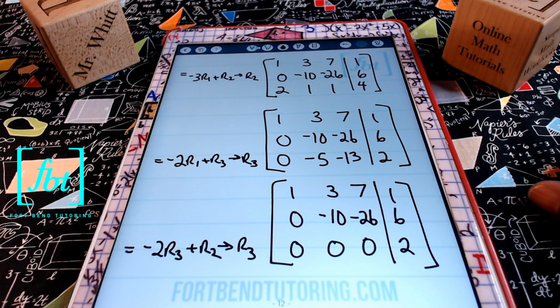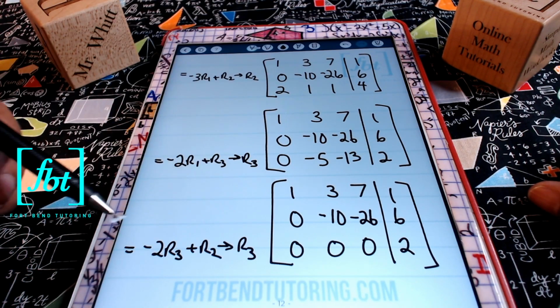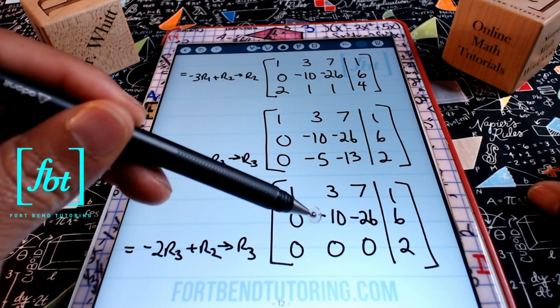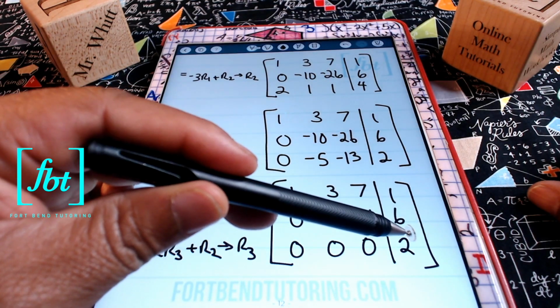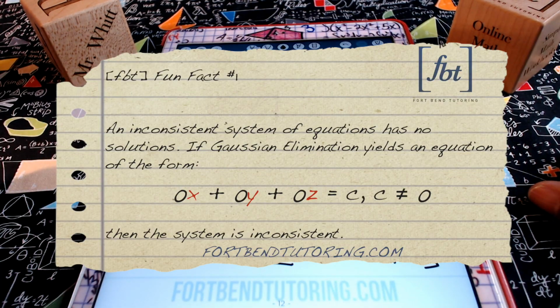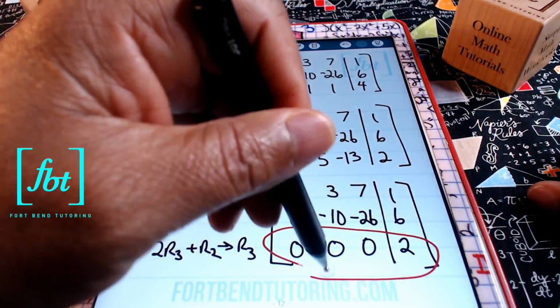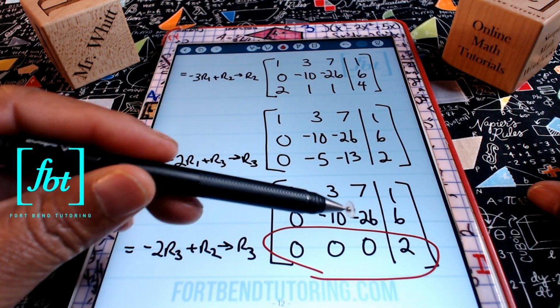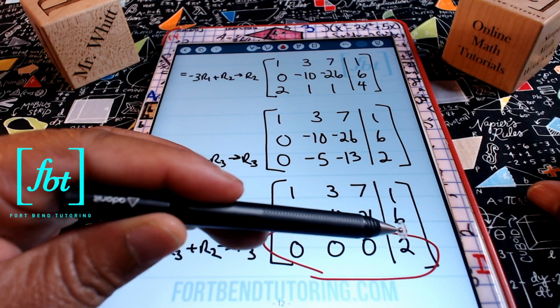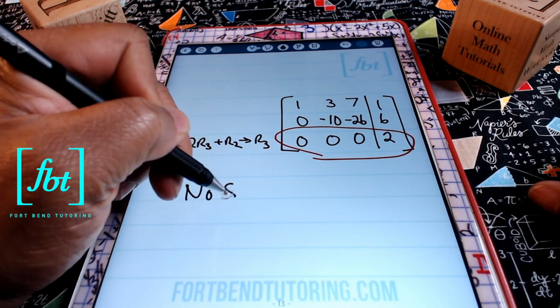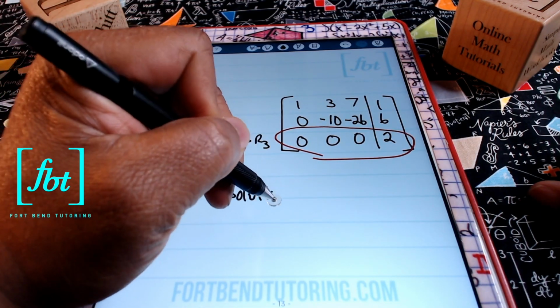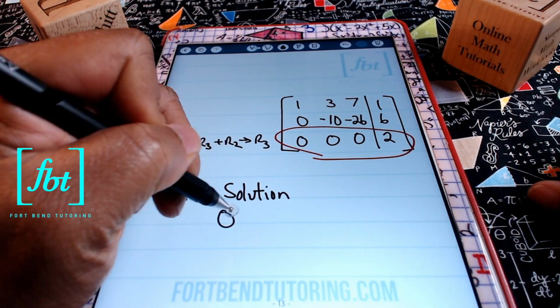It's at this point we're going to stop. The reason why we're stopping is because anytime your Gaussian elimination yields an equation in the form of 0, 0, 0 with a non-zero number, in that case, you're going to end up with an inconsistent system, which means there's no solution to this system. So due to this equation right here, 0x plus 0y plus 0z equals 2, the answer is no solution. Just like this, guys, or you can say it's the empty set.